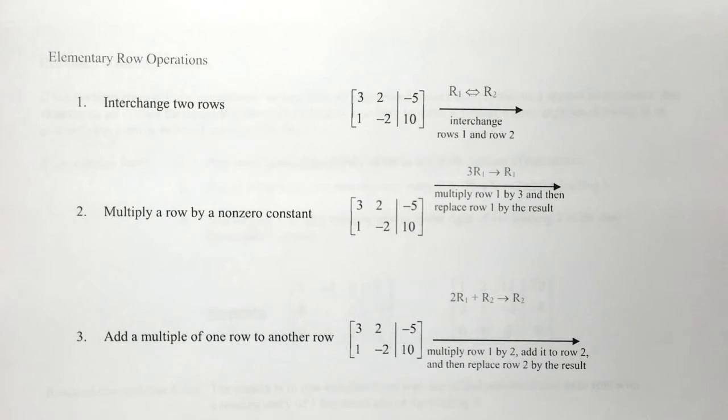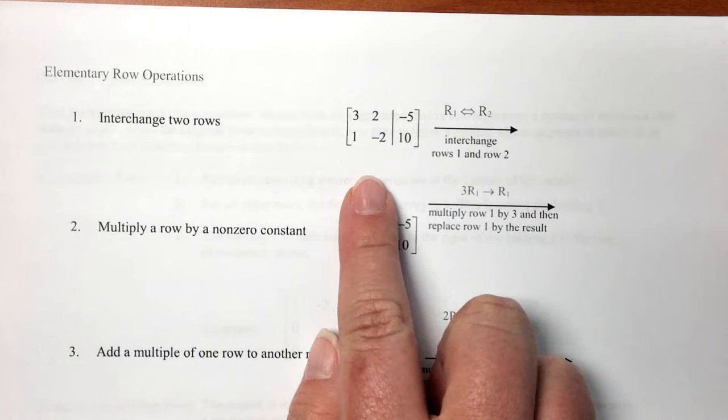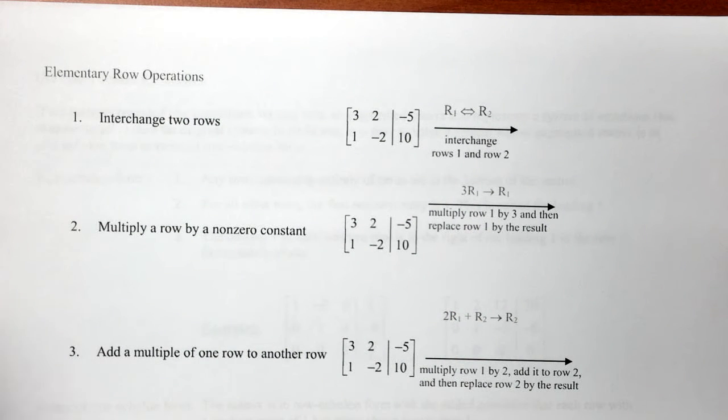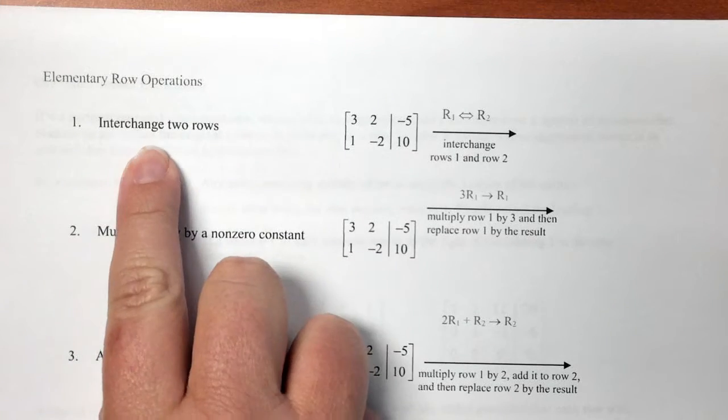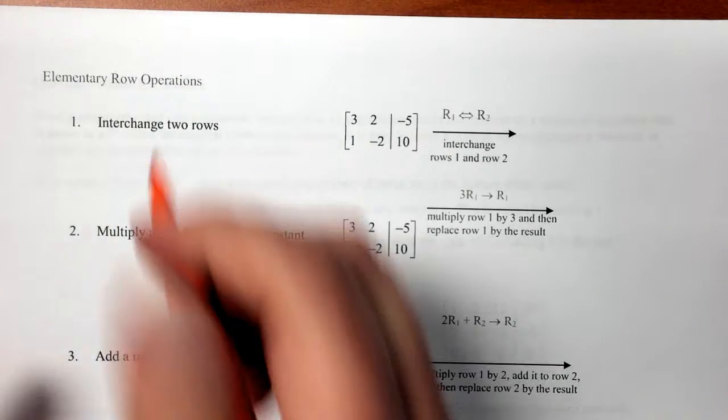Okay, so let's look at the operations, or row operations more specifically, that we are allowed to perform on matrices, which represent systems of equations. The first operation that you could perform is to interchange or swap two different rows, okay?